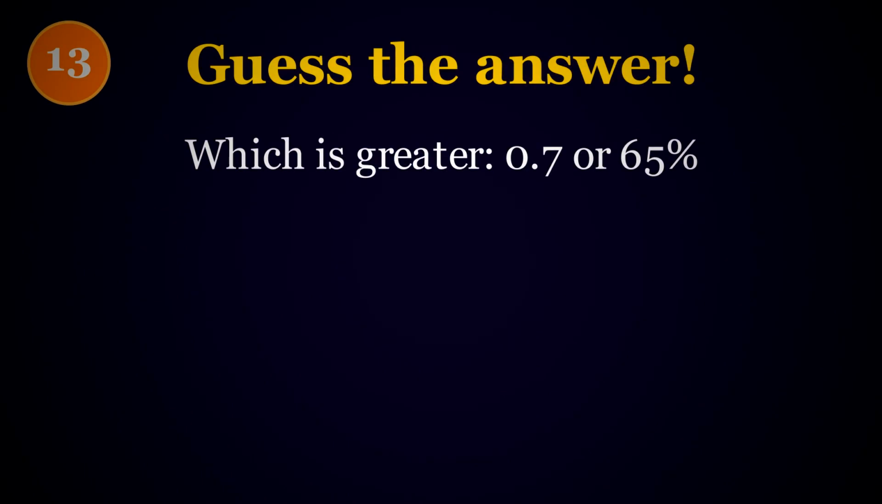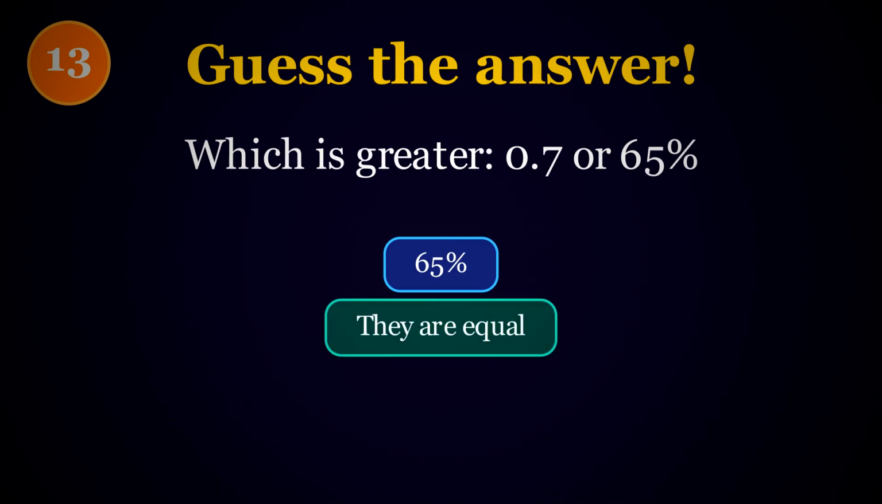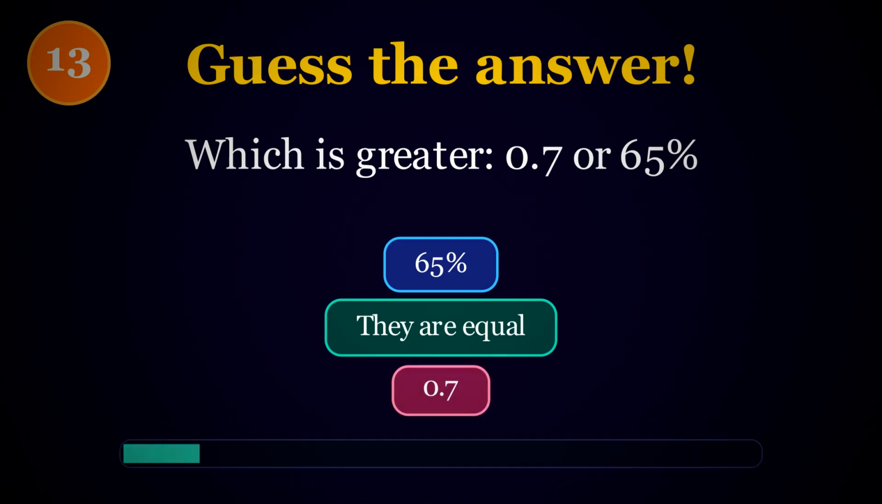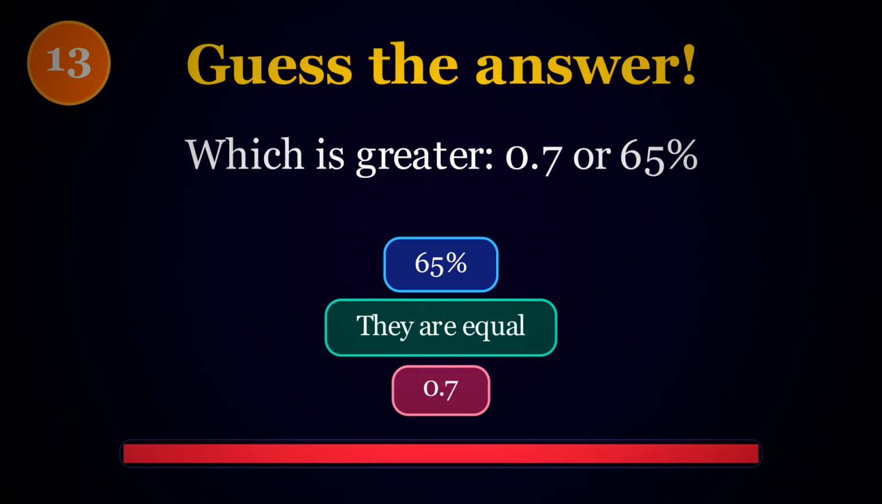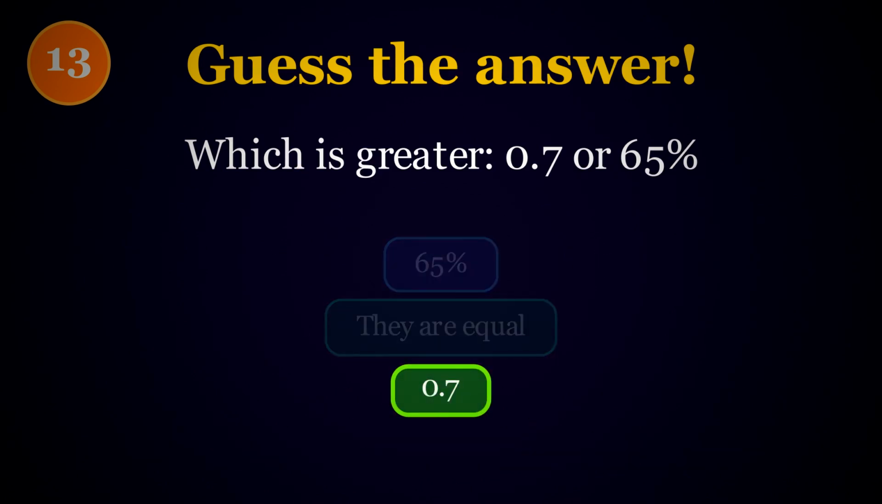Which is greater, 0.7 or 65%? 65%, they are equal, 0.7. The correct answer is 0.7.